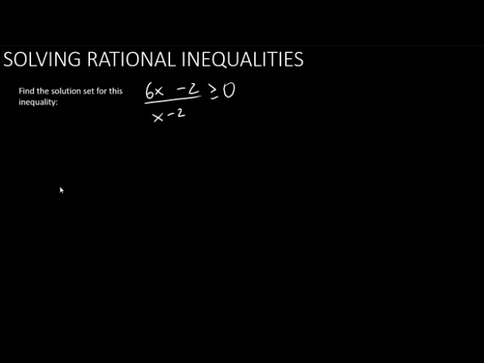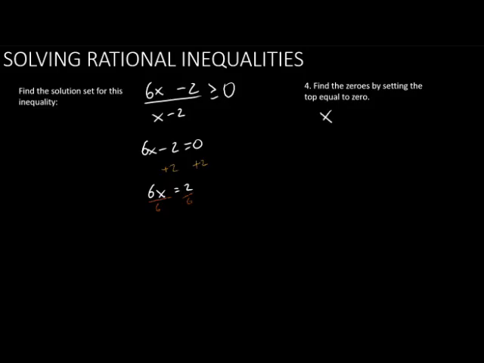With this simplified inequality, we can find the zeros by setting the top equal to 0. We'll now say 6x minus 2 is equal to 0. We may add 2 to both sides in order to move the negative 2 over. We'll have 6x is equal to 2. And if we divide both sides by the number next to x, that's 6, we'll get x equals 2/6. You may rewrite this as x equals 1/3.